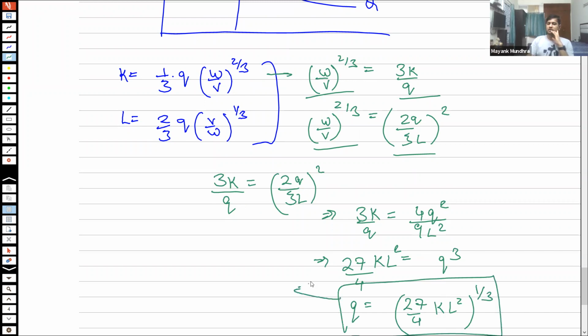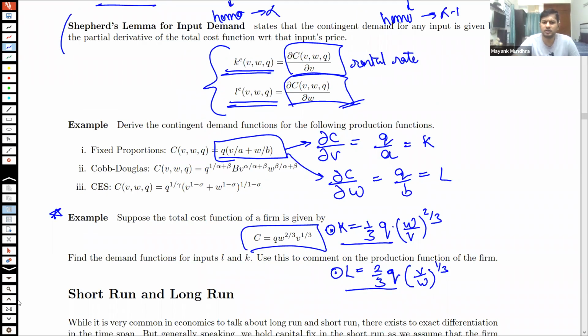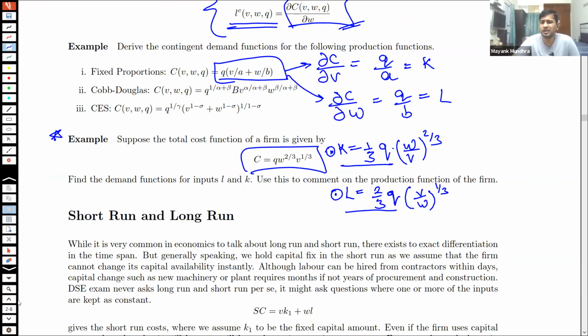So we have actually derived the production function from the cost function, which by the way is possible here only because this production function is homothetic. If it were not homothetic, then you could not have eliminated V by W like we did, because then V and W could not have been eliminated in such an easy manner.